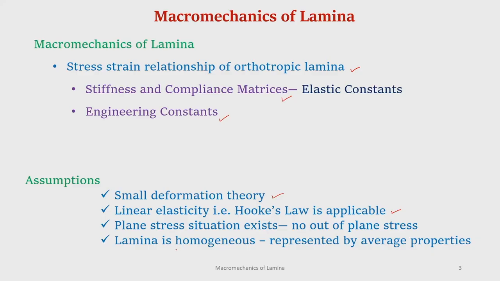When we do the micro mechanics analysis, we will see in detail how the constituents and their relative properties dictate the effective property of a lamina. But here, for all analysis in macro mechanics, we will consider the lamina to be homogeneous and represented by the average properties.